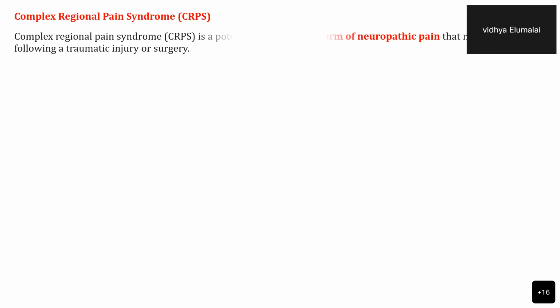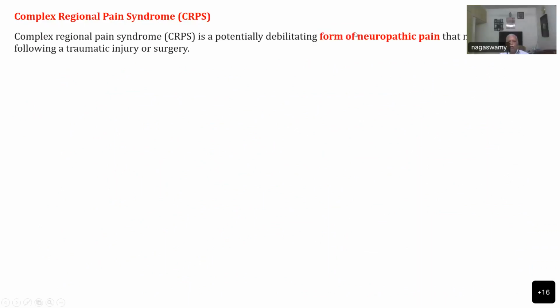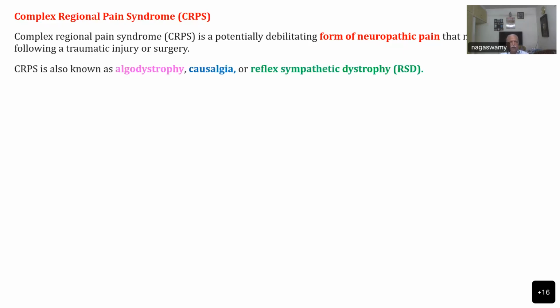Right. So complex regional pain syndrome is a form of debilitating neuropathic pain. That is the description that should come in the first line itself. It's a debilitating form of neuropathic pain that may manifest following an injury or surgery, but it may occur later on. We will see in type 1, it may occur without any injury or surgery also.